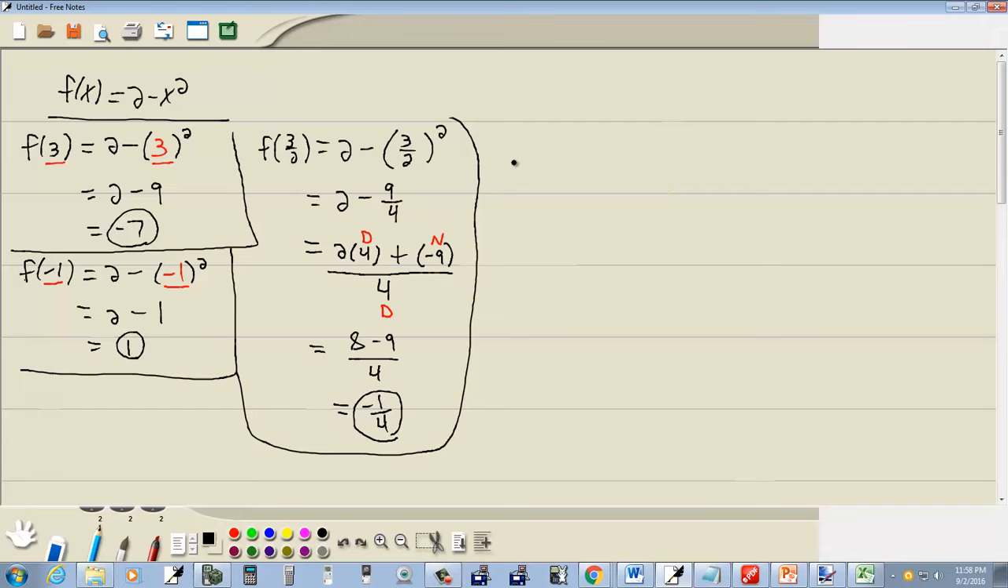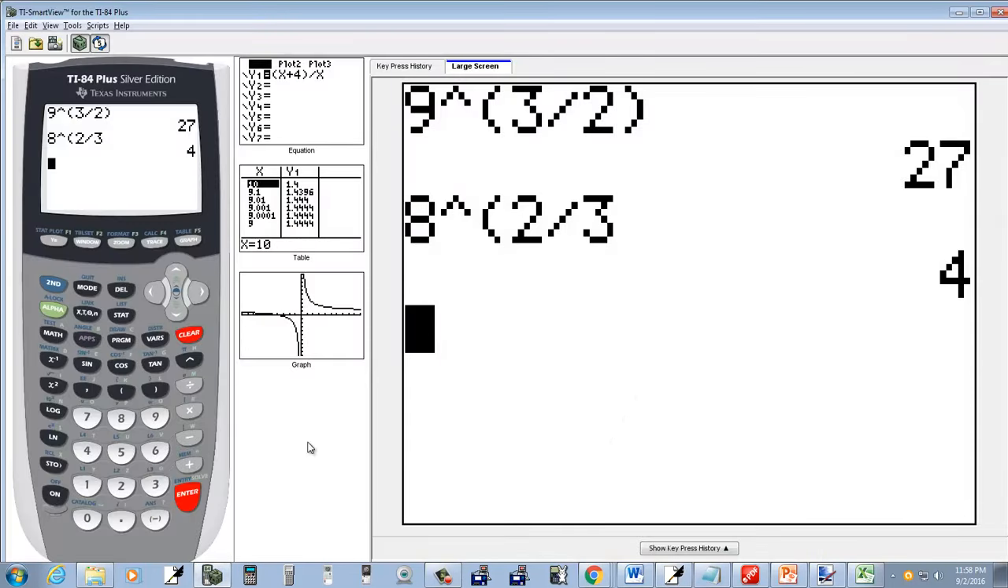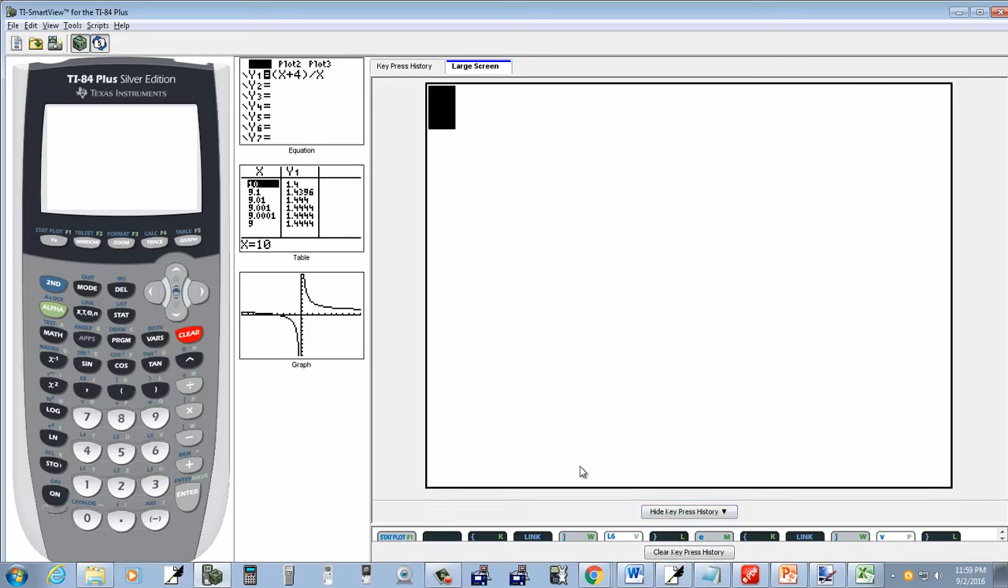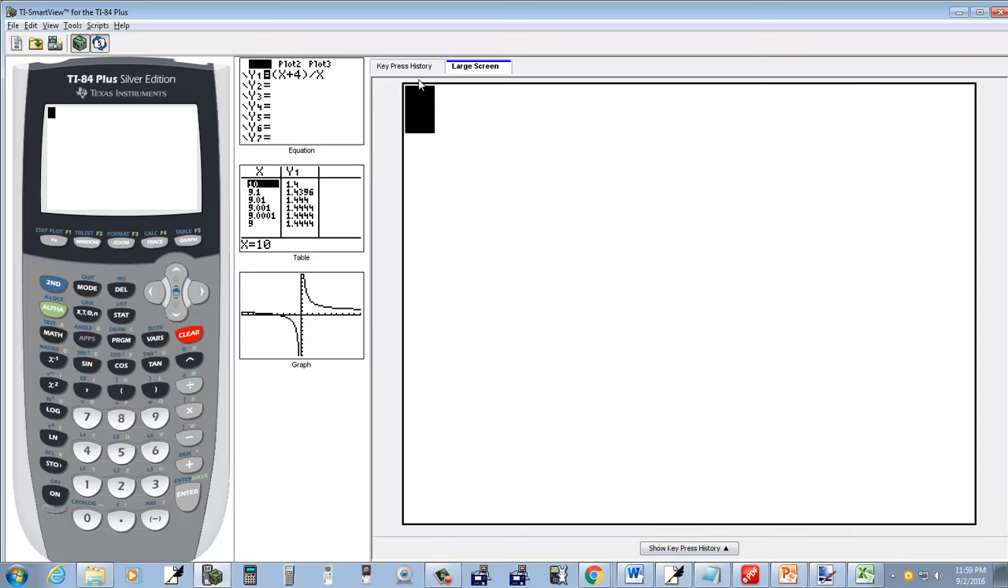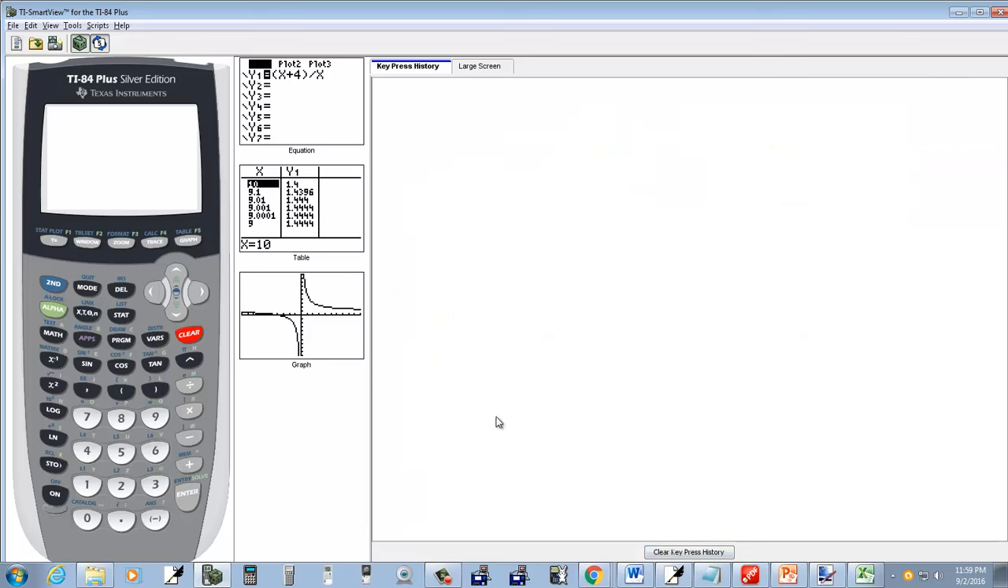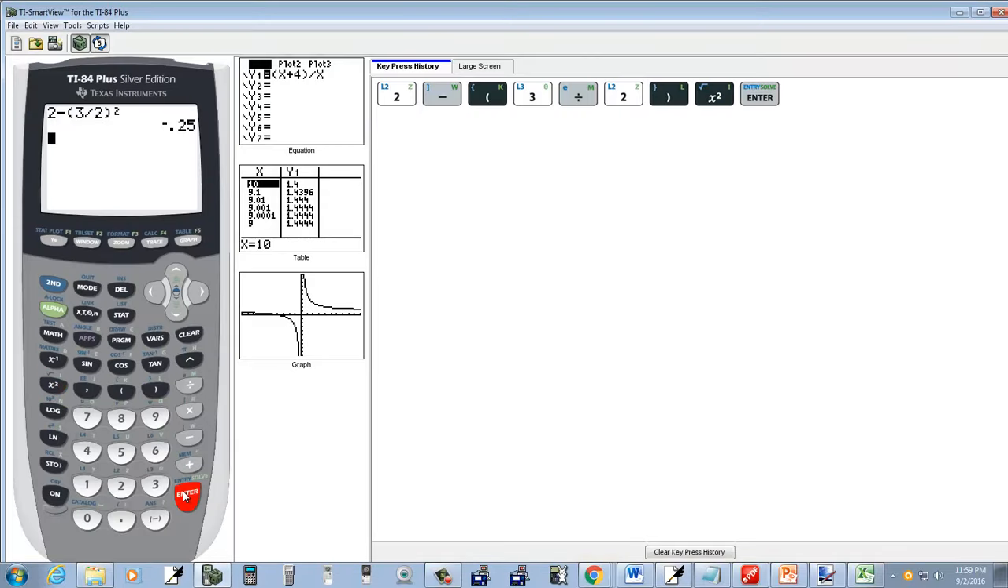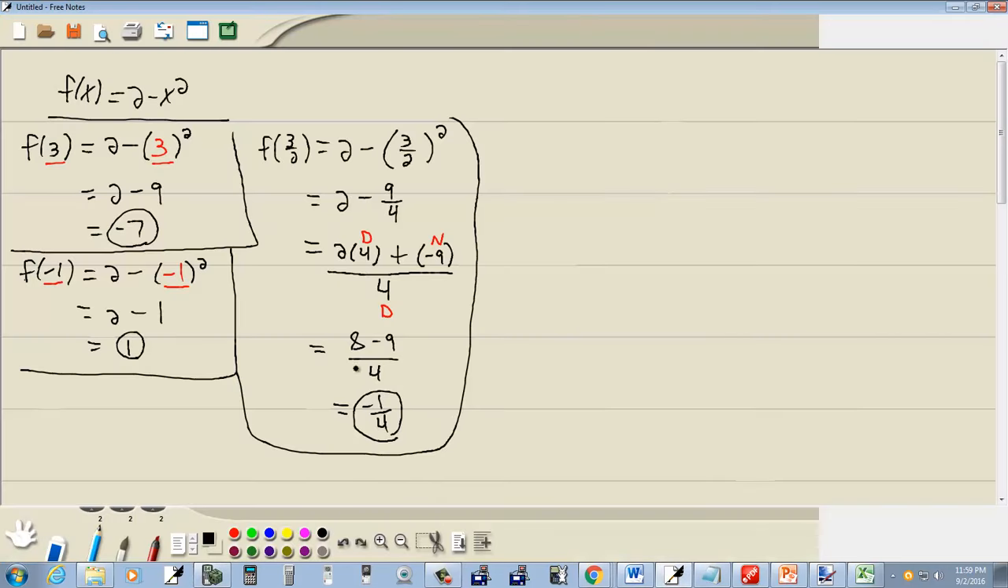Okay, so the next one, oh, by the way, I should show on if you got a TI-83, TI-84 calculator, if you type this in, you got 2 minus the beginning parentheses, 3 divided by 2, closing parentheses, and then the squared, and then you press enter. You get a decimal, and how you go from decimal to fraction on a TI-83, TI-84 is you do math, enter, enter. And that automatically gives us our negative 1/4.